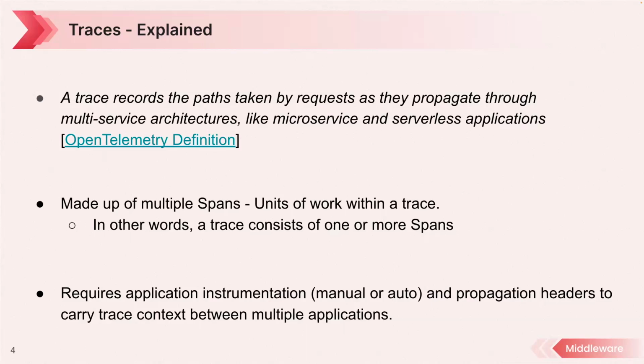And a trace is made up of something called spans. A request going from one service to another service is one span. Then the request going from that service to a third service is another span. But all of them were triggered because of the same original request. So that's a trace. A trace is at the higher level, and it can be composed of multiple spans.